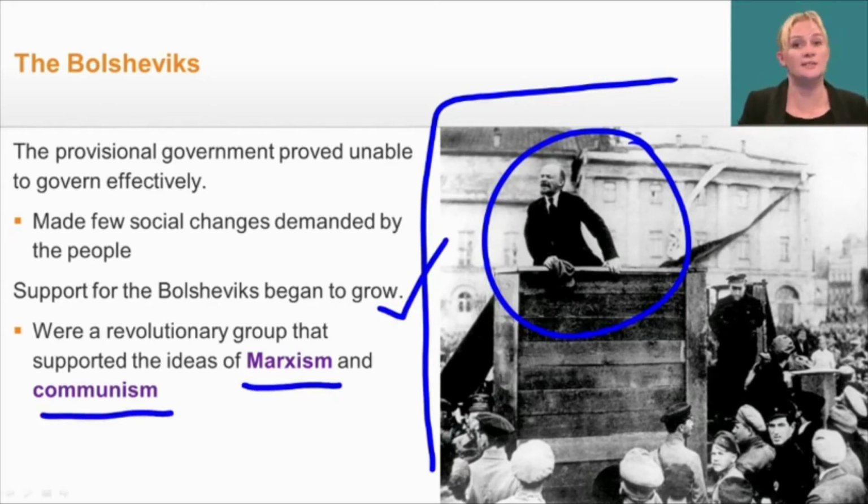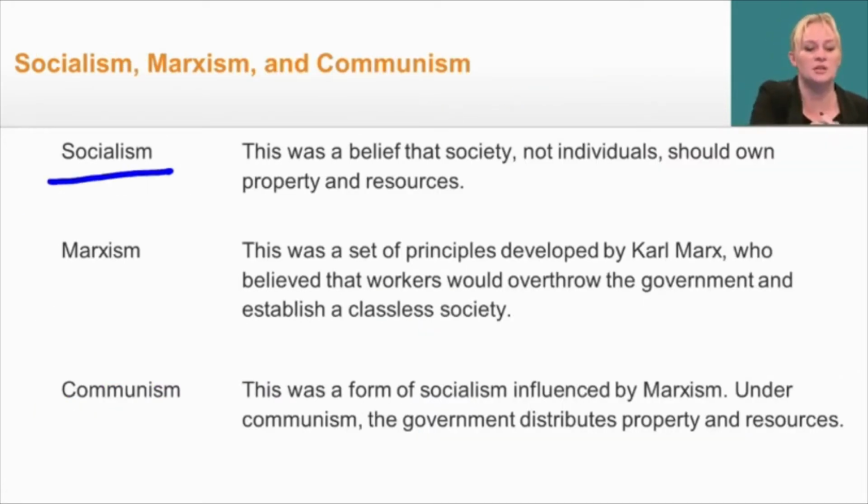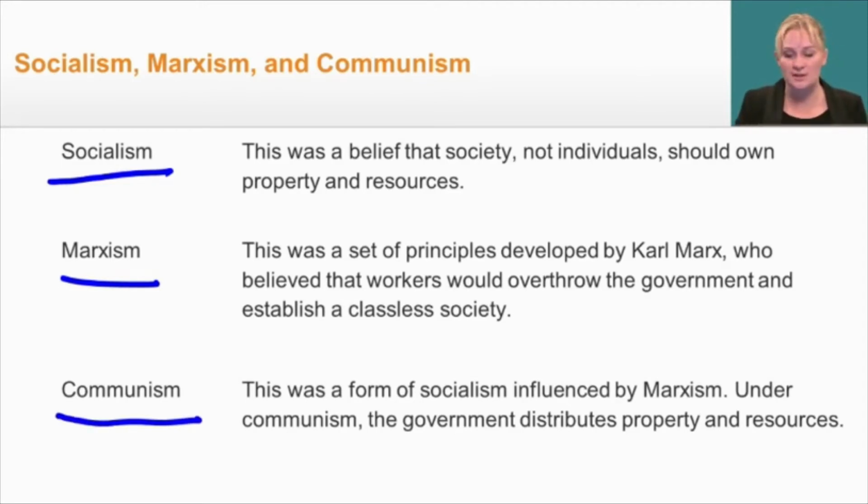Let's take a closer look at these very important vocab words and see what they mean. First, let's talk about the word socialism. This was a belief that society, not individuals, should own property and resources. Marxism, this was a set of principles that was developed by Karl Marx, who believed that workers would overthrow the government and establish a classless society. And finally, communism. This was a form of socialism that was influenced by Marxism. And under communism, the government distributes all of the property and all of the resources.